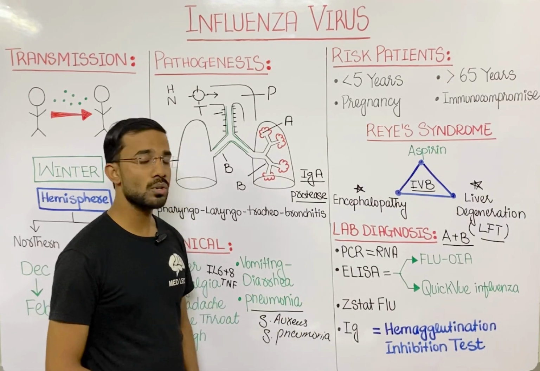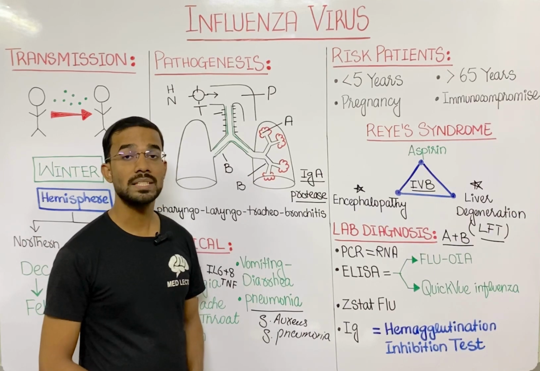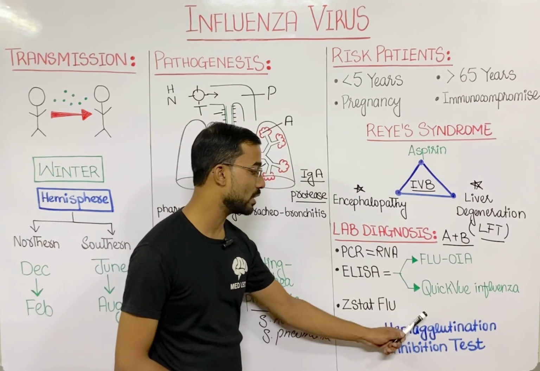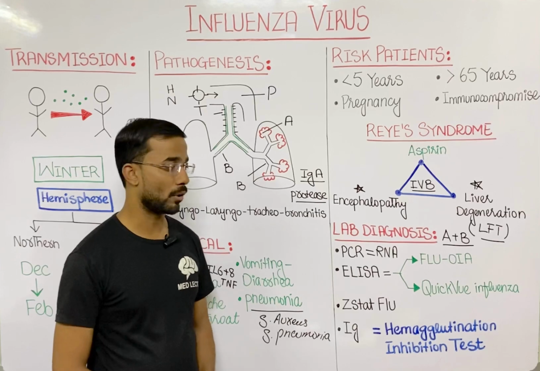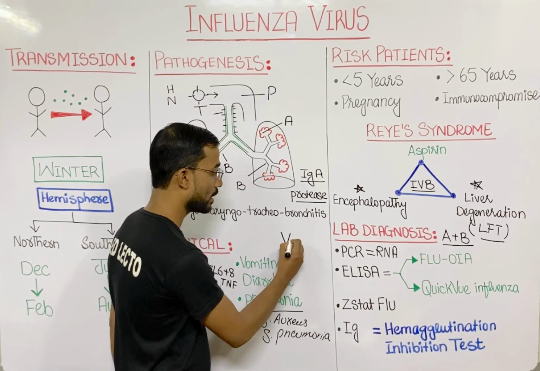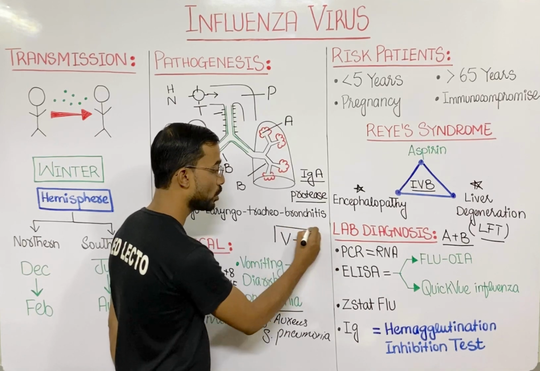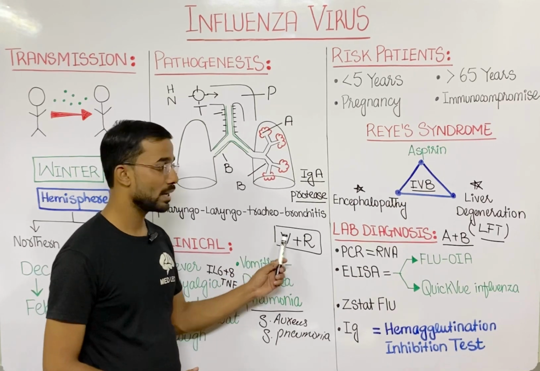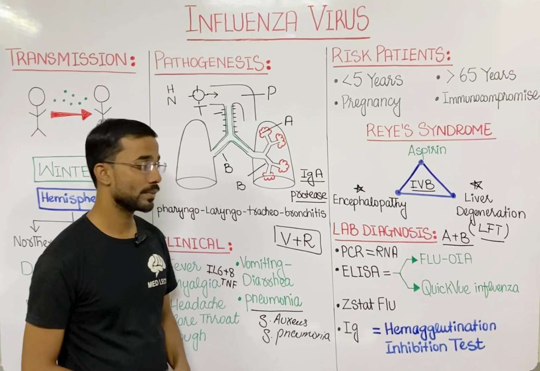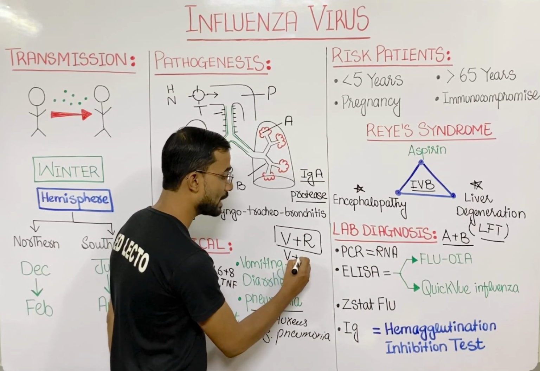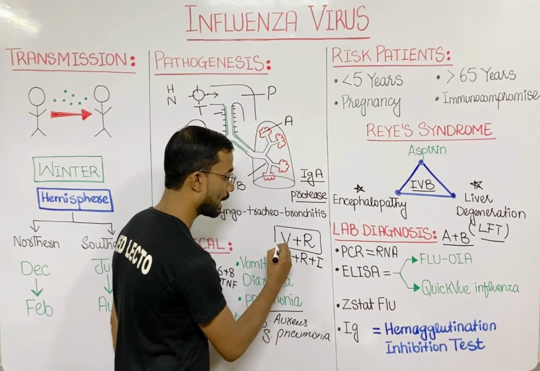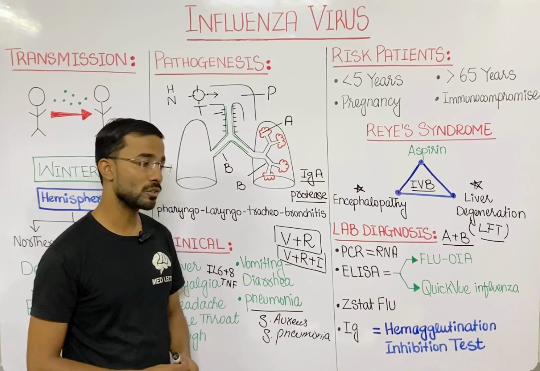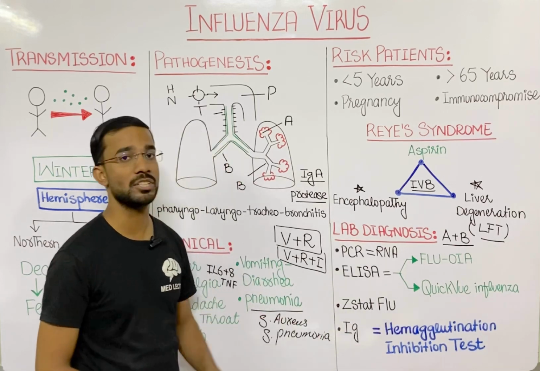We can also detect the antibodies in the serum of the patient, and one method for the detection of antibodies is the hemagglutination inhibition test. This test is very important. Normally when the virus is added to the RBCs, you will see hemagglutination. The agglutination process happens when the virus is added to the red blood cells. But if we add antibodies against the virus, then there will be no hemagglutination. So that's why this test is called the hemagglutination inhibition test.